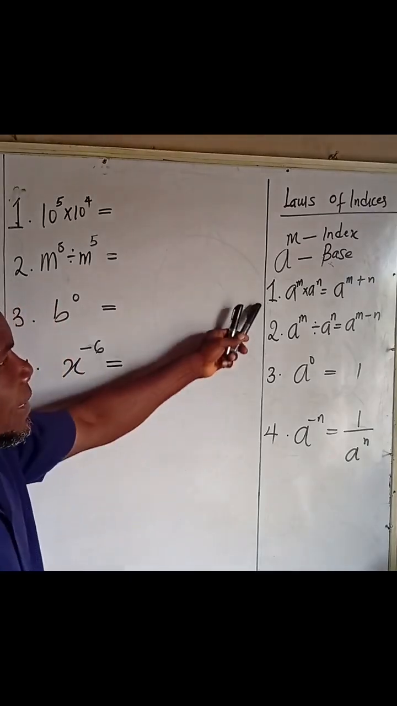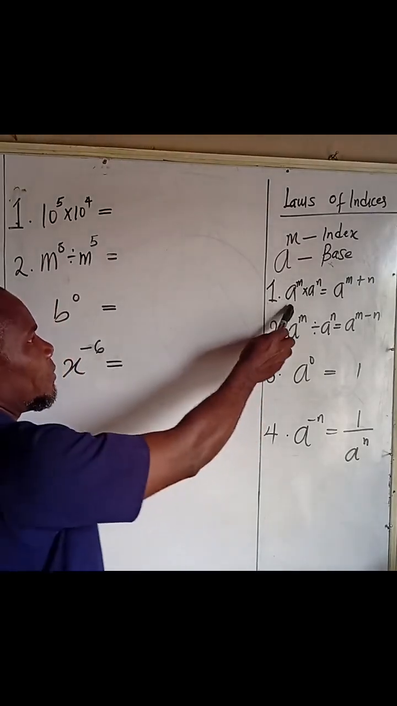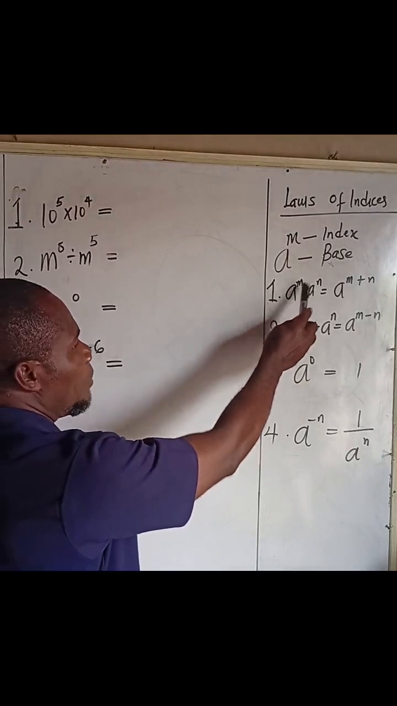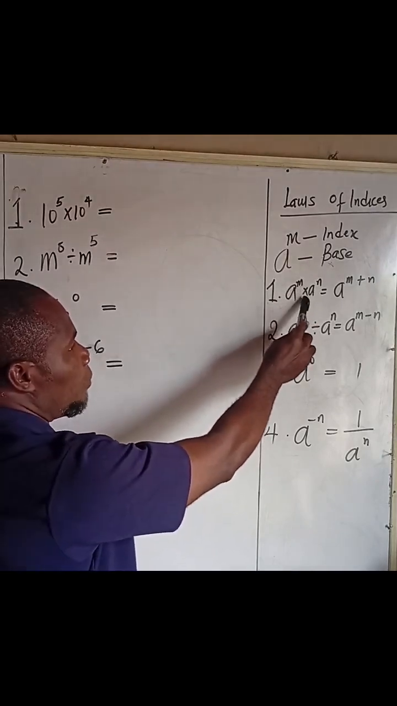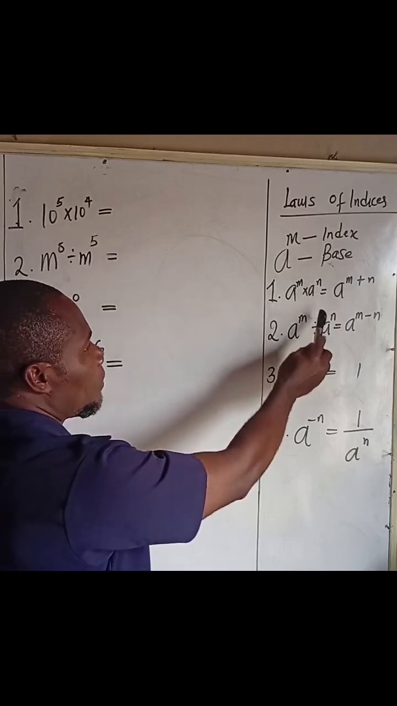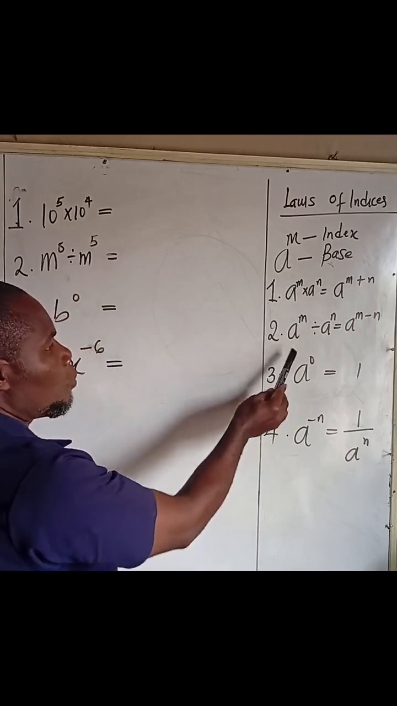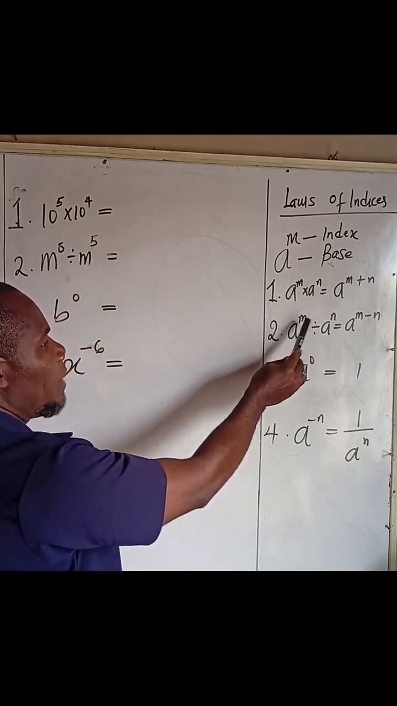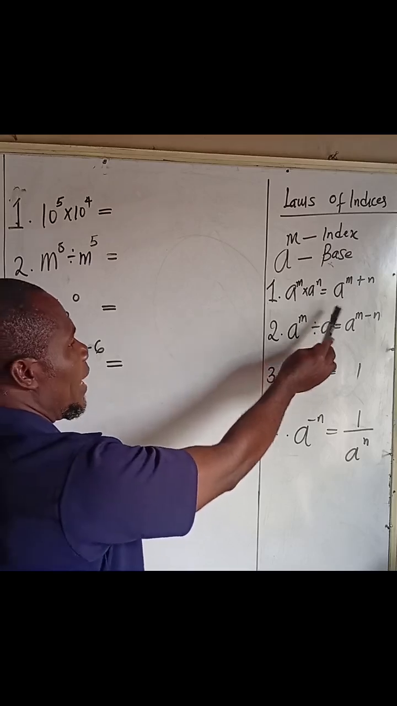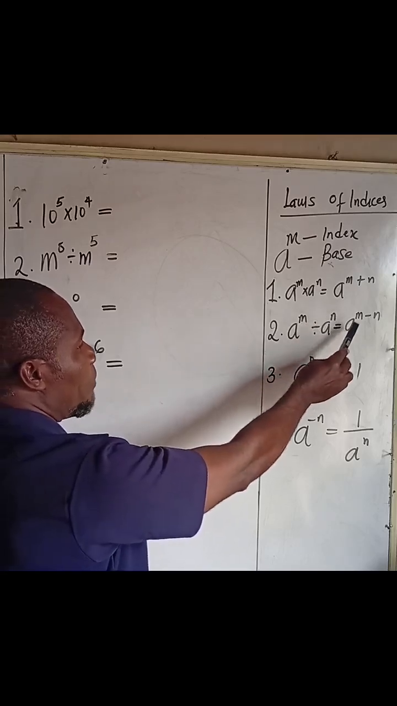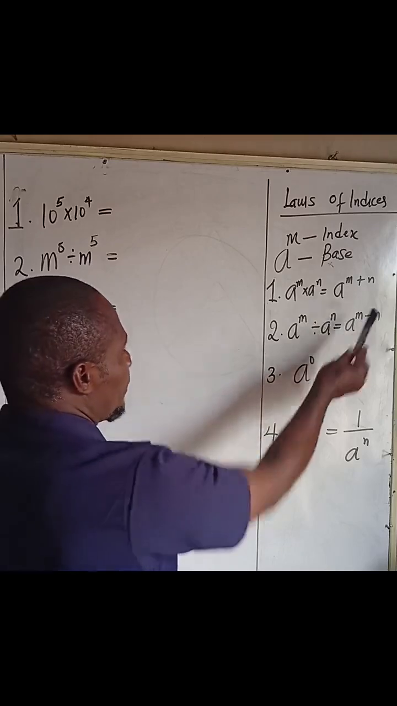So, the first law lets us know that a to the power of m, or a at index of m, multiplied by a raised to power n, will give us a to the power m plus n. The second one, a raised to power m divided by a raised to power n, will give us a to the power of m minus n.